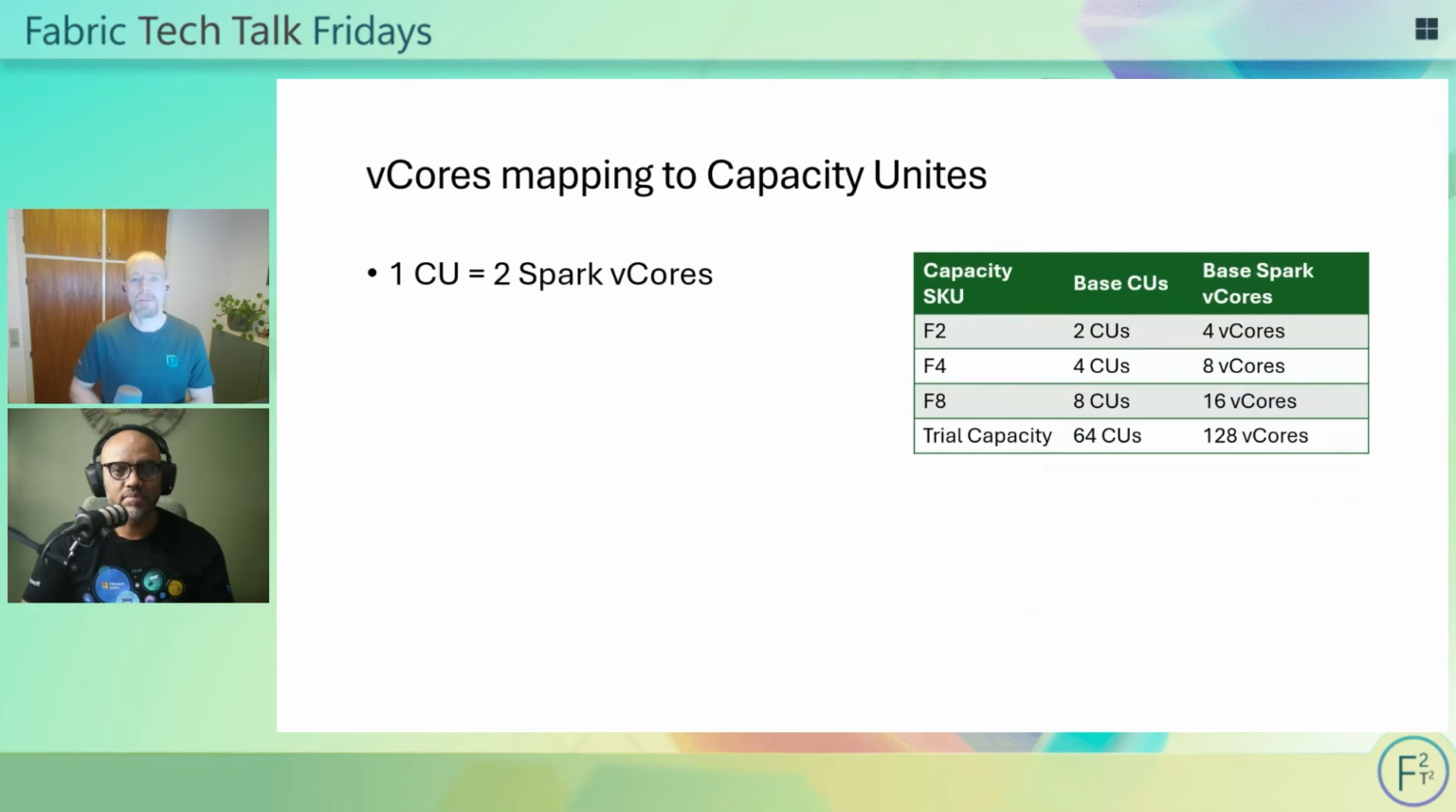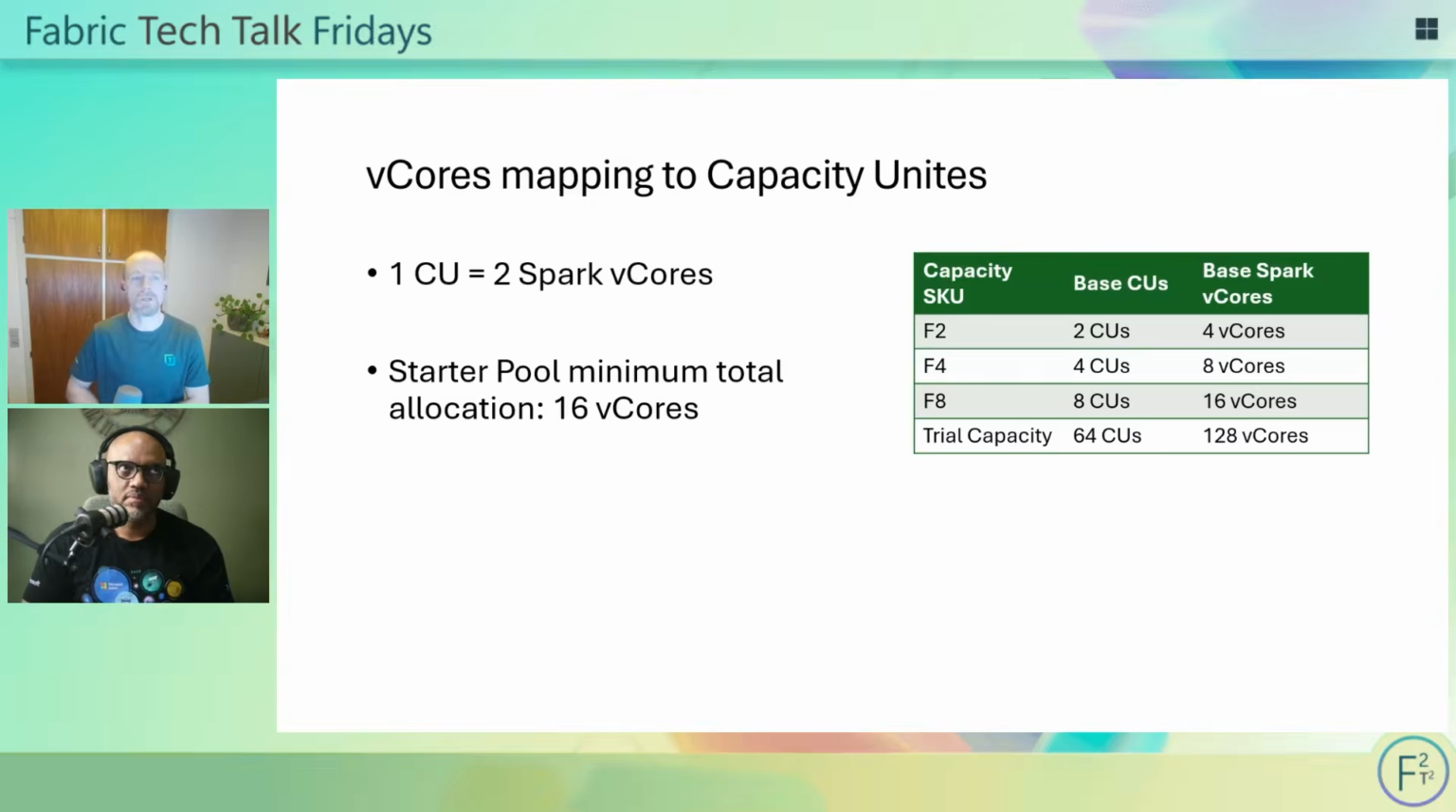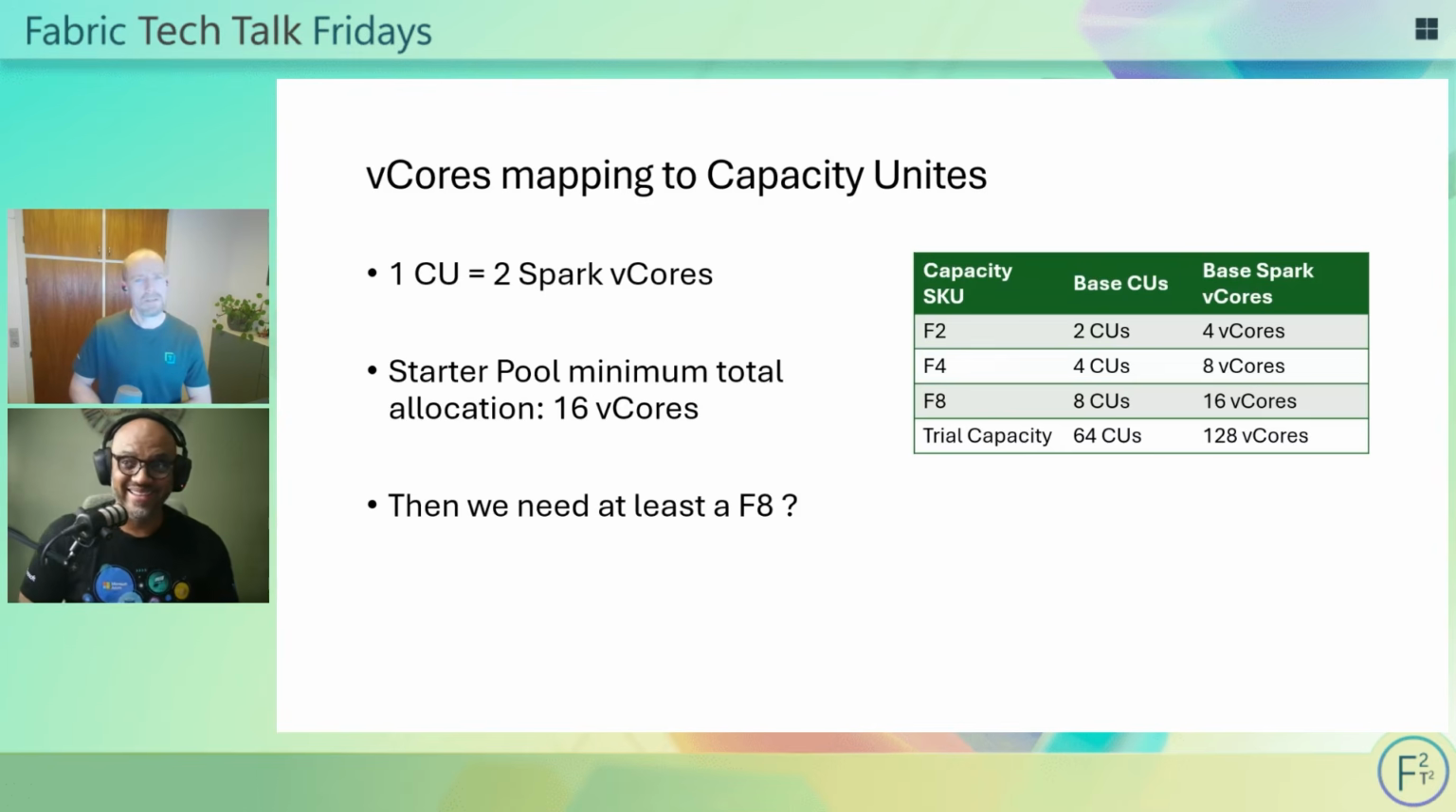Yeah, and that is the thing, because different sizes of capacities come with different numbers of CUs. The formula is actually very easy, because if we have an F4, we have four capacity units. But with one capacity unit, we get two Spark vCores. So with an F4, we have then 8 vCores. But as we saw in the last slide, we will actually need 16 vCores to start and run a starter pool. So then you might ask, yeah, then we need at least an F8 to run a notebook with a starter pool. Yes. Can we not use an F2 at all?